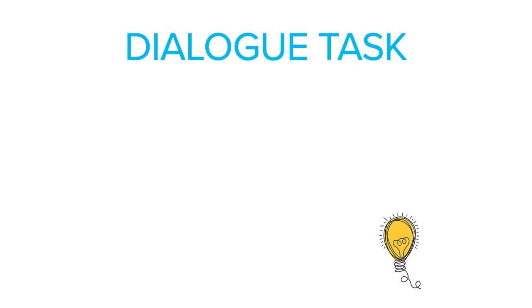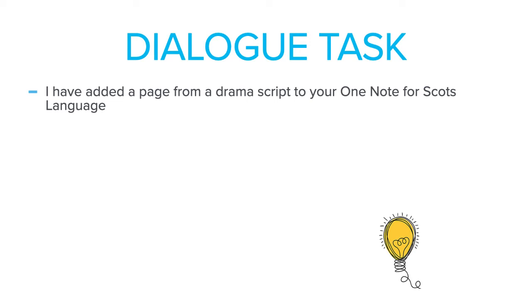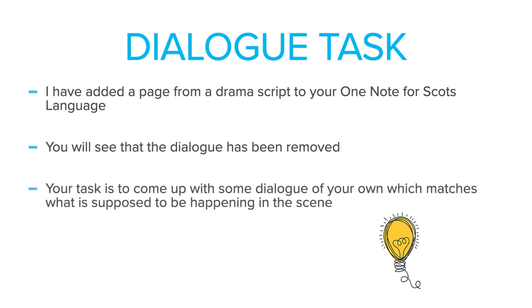So just to get used to that, we're going to do a little dialogue task. So I have added a page from a drama script to your OneNote for Scots Language, a different one from last time. And what you're going to see is that all of the dialogue has been removed. So your task is to come up with some dialogue on your own that matches what is supposed to be happening in the scene.